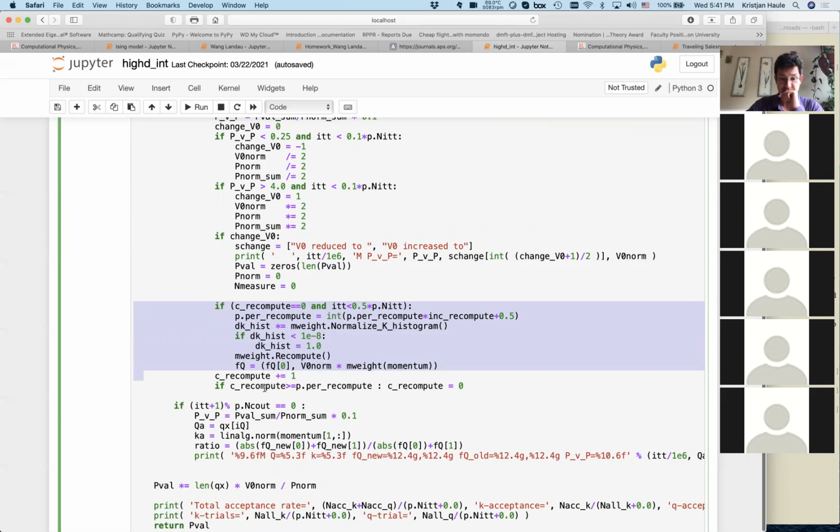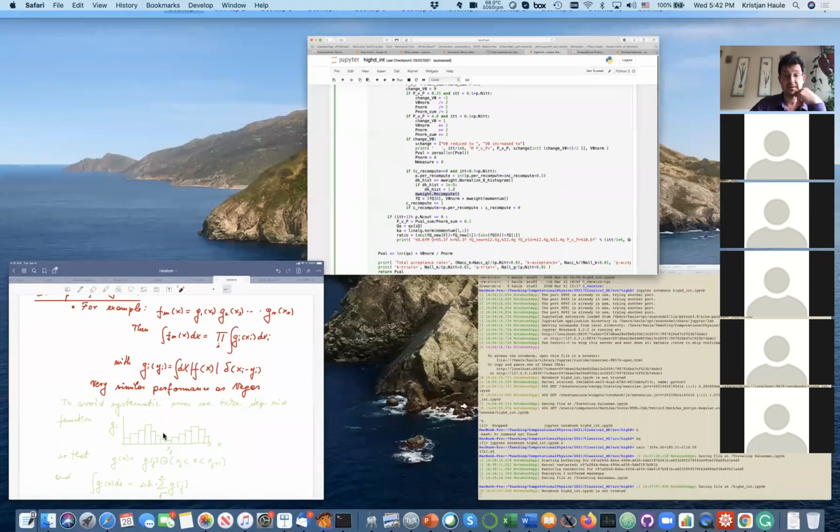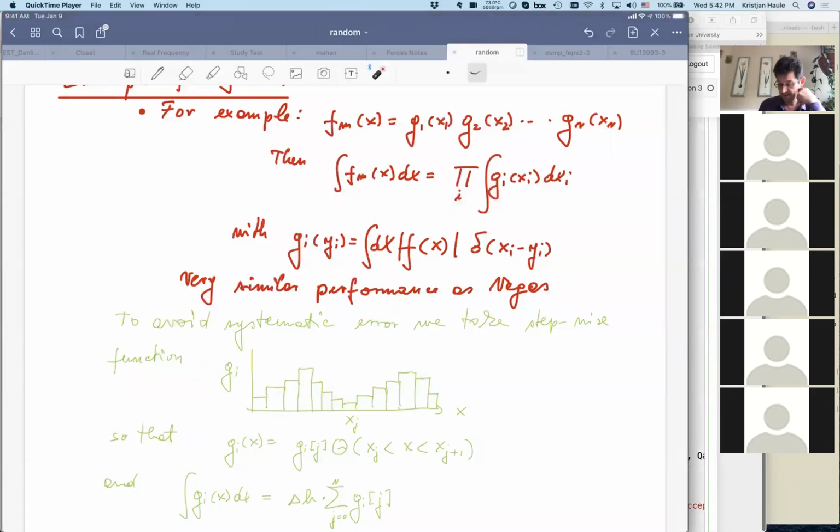So recompute, where is recompute? See, recompute. From time to time you recompute the weight, which means that this function recomputes. Actually, what does it do? It takes the current functions, the currently accumulated value. It takes the new accumulated approximations for this G of I.